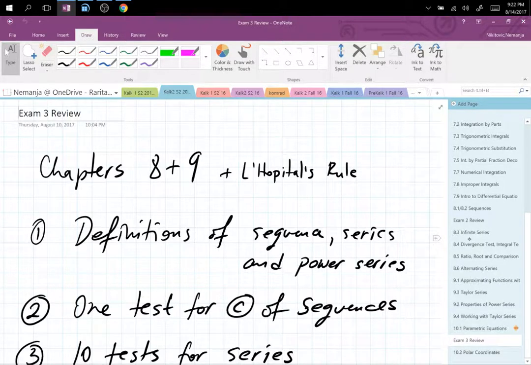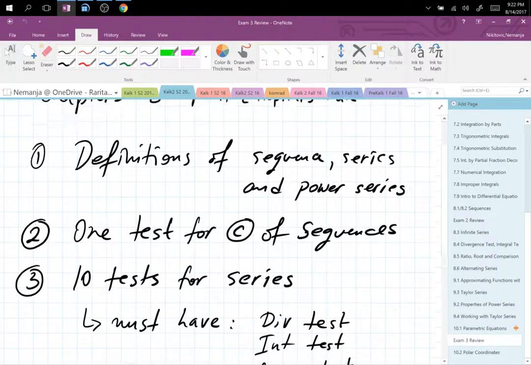We have the review for the third exam, on chapters 8 and 9, and L'Hopital's rule is very important, right? Because we are taking a lot of limits on this test, and there will also be some integration, obviously, right? So, questions, concerns?